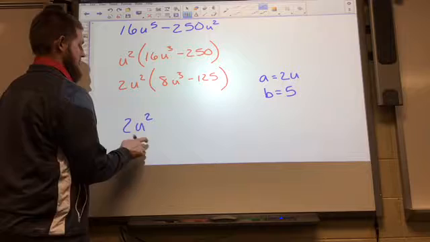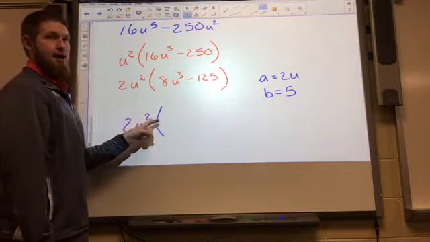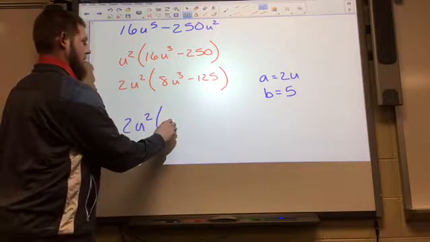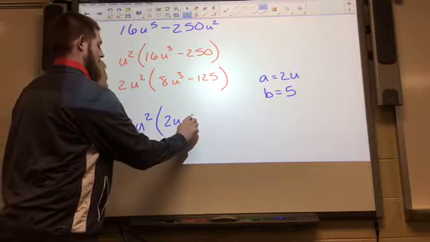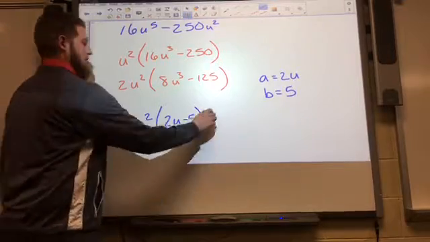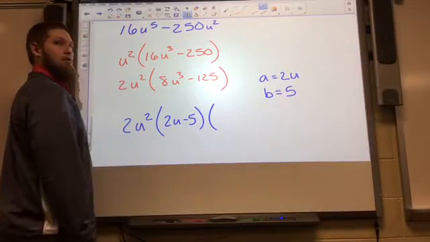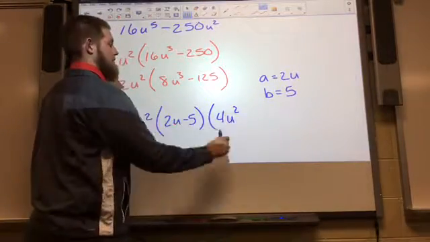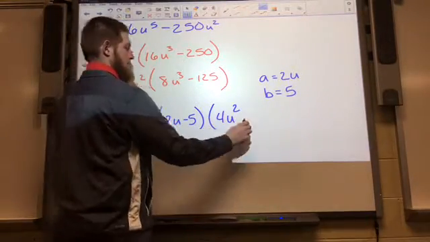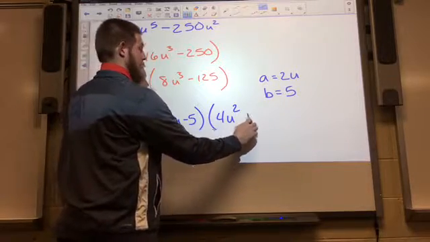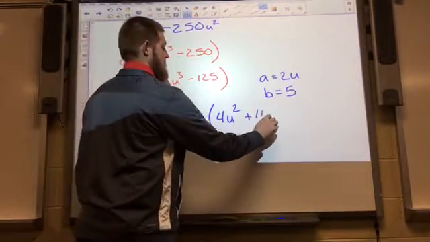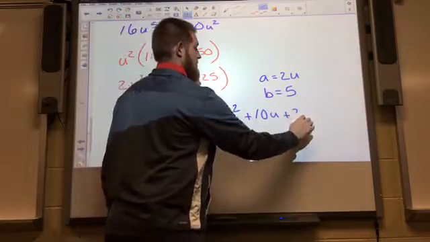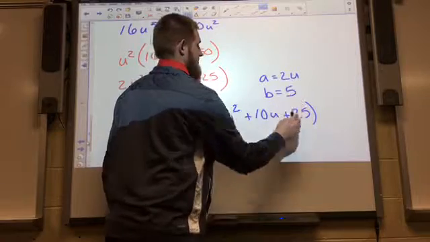Okay, so when I plug this in, I need a minus b because it's minus, so I have 2u minus 5 times 4u squared. Okay, we're just plugging into our equation that we have. Plus or minus? Plus 10u because it's ab, plus 25 because it's b squared.